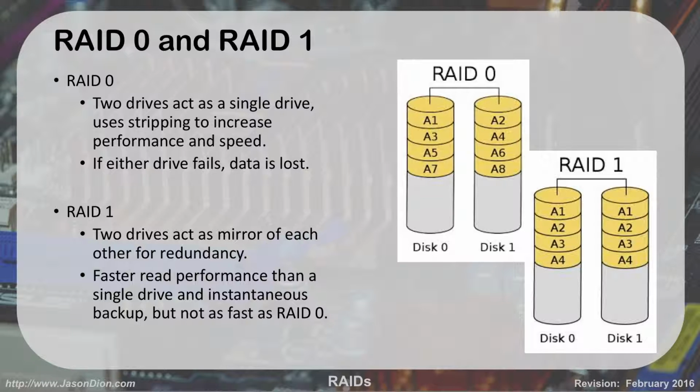With a RAID 1, you can see that we have identical copies of all parts of the file on both disks. So we have perfect redundancy. We often call this a mirror, because every time it writes to one disk, it writes the same thing to the second disk. You don't get much performance boost here, but you do have instantaneous backup, and it's not nearly as fast as a RAID 0. So if you care about redundancy and backup, you want to have a RAID 1.